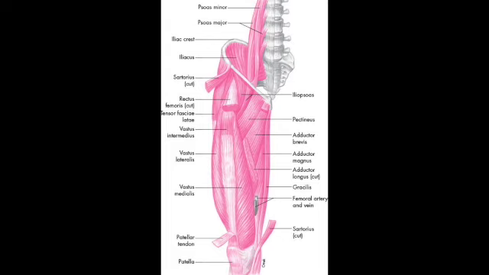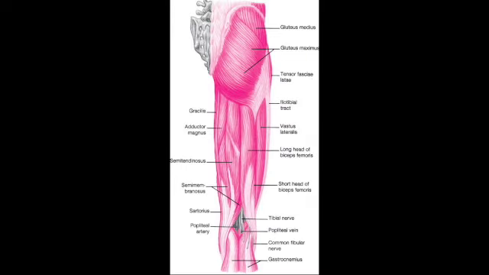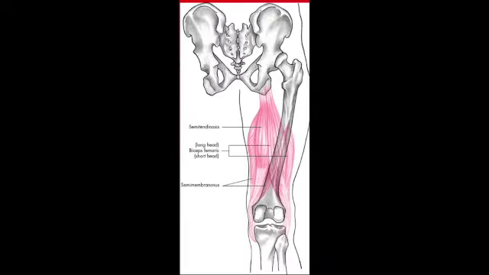The adductor group consists of the pectineus, the adductor longus and brevis, the adductor magnus, and the gracilis. The gluteus group consists of the gluteus maximus, minimus, and medius. The next group is the quadriceps group, also known as the quads, which consists of the vastus lateralis, the vastus intermedius, the vastus medialis, and the rectus femoris. The muscles of the hamstring group consist of the semitendinosus, semimembranosus, and the biceps femoris.